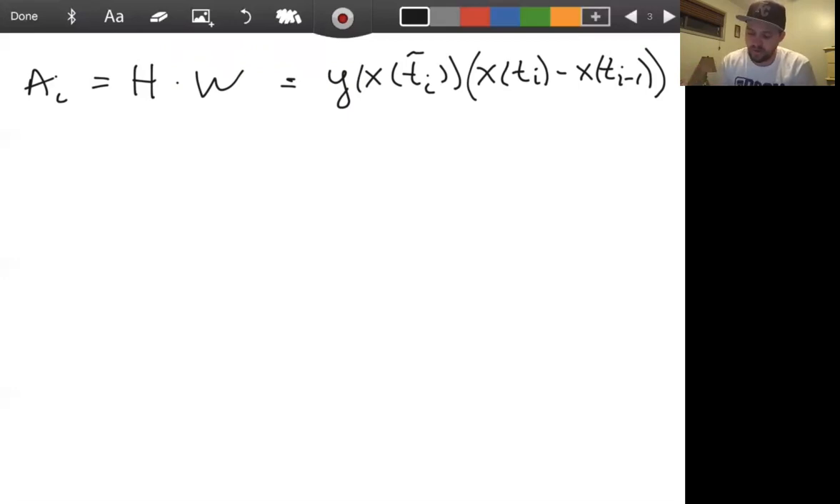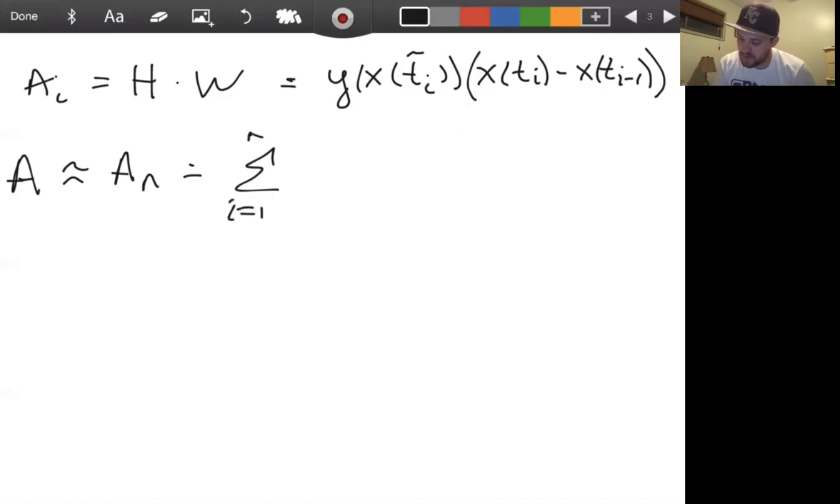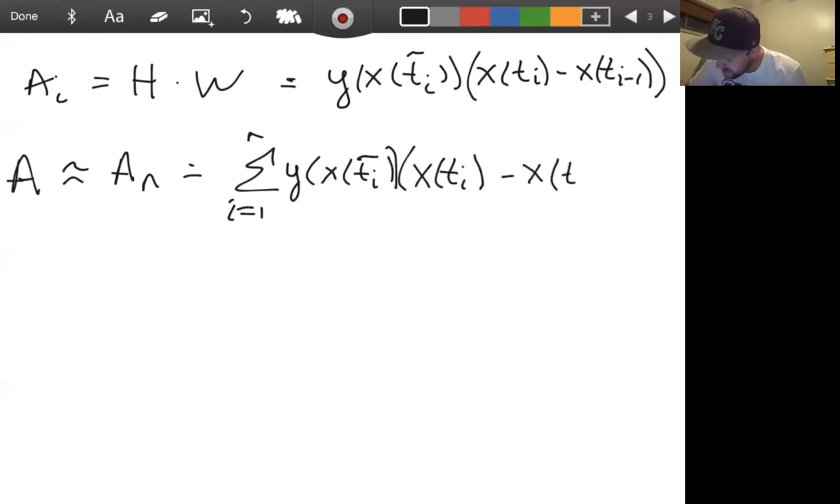So the total area, which I'll call A, is approximately the sum of all of these rectangles. So I'll say this is approximately A sub n, which I'm going to denote as the sum from i equals 1 to n of the area of these rectangles, right? y of x of ti tilde, times x of ti minus x of ti minus 1.